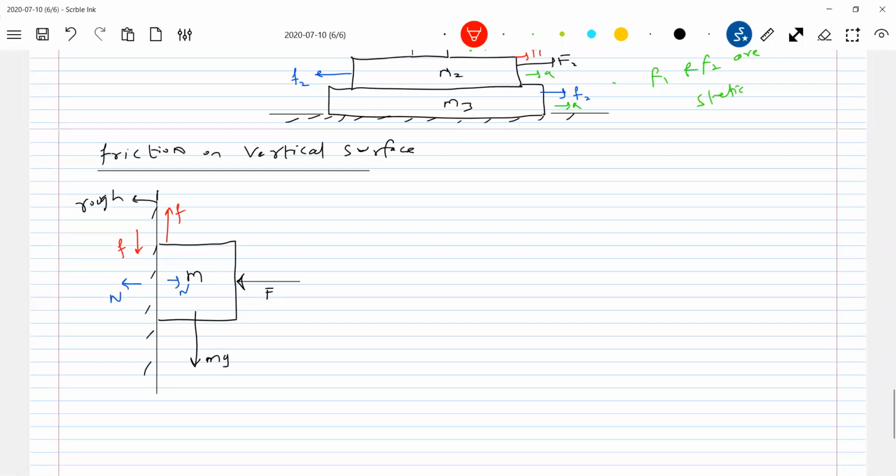Then what should be the minimum value of F for which the block will be at rest? Minimum I'm asking. Find the minimum value of F for which the block will be at rest.